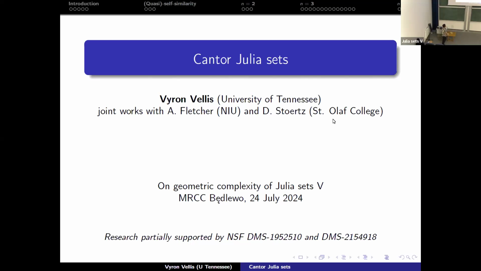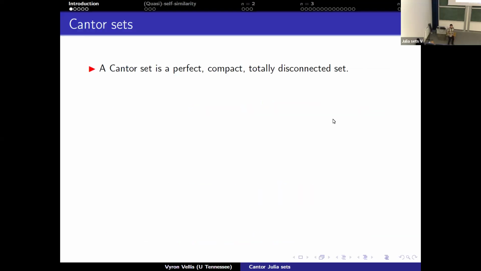So today I'm going to talk about joint projects with Cantor Julia from University and Dan Stewart from St. Paul College. I'm going to start with the definition of the Cantor set that everybody knows, and a fact that you all know: Julia sets are closed and have no isolated points, which from a topological point of view means that the most simple thing that a Julia set can be is a Cantor set. Or in other words, every Julia set has a Cantor set. So towards the understanding of Julia sets, one must first understand what Cantor sets can arise as Julia sets.